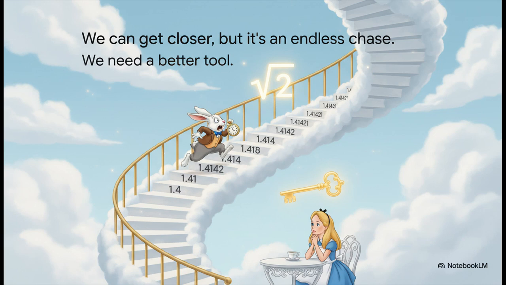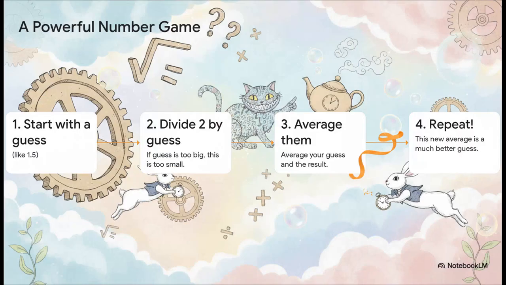You can see where this is going, right? We could keep doing this forever, trying 1.41, then 1.42, adding more and more decimal places. But it's slow, it's inefficient. It feels like we're just brute forcing it. There has got to be a better tool for the job. And there is. It's this fantastic little recipe.